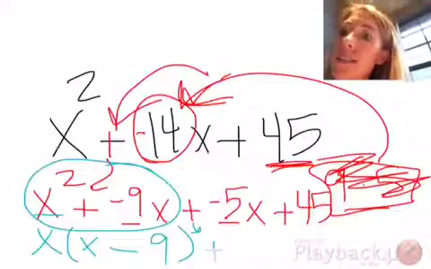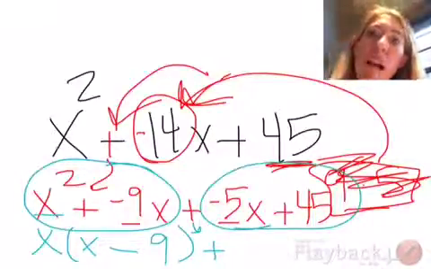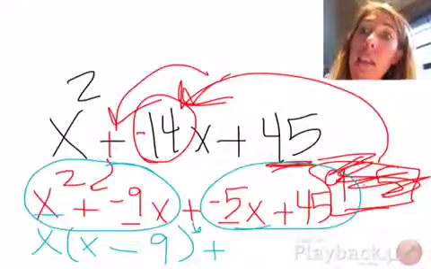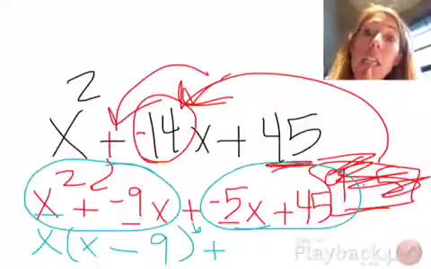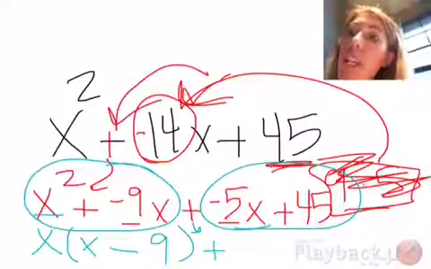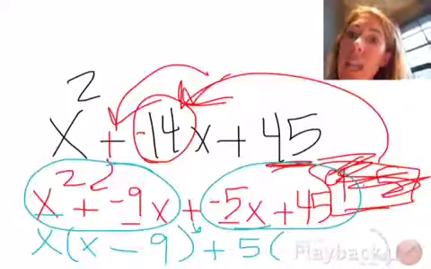Now I'm going to bring down the plus, and I'm going to look at these two terms and say what is common amongst them both. Not only common, but the greatest common factor. In this case, it is 5. Now the question is whether I want to take out a negative 5 or a positive 5. Well, if I took out a positive 5, look what happens. What am I left with?